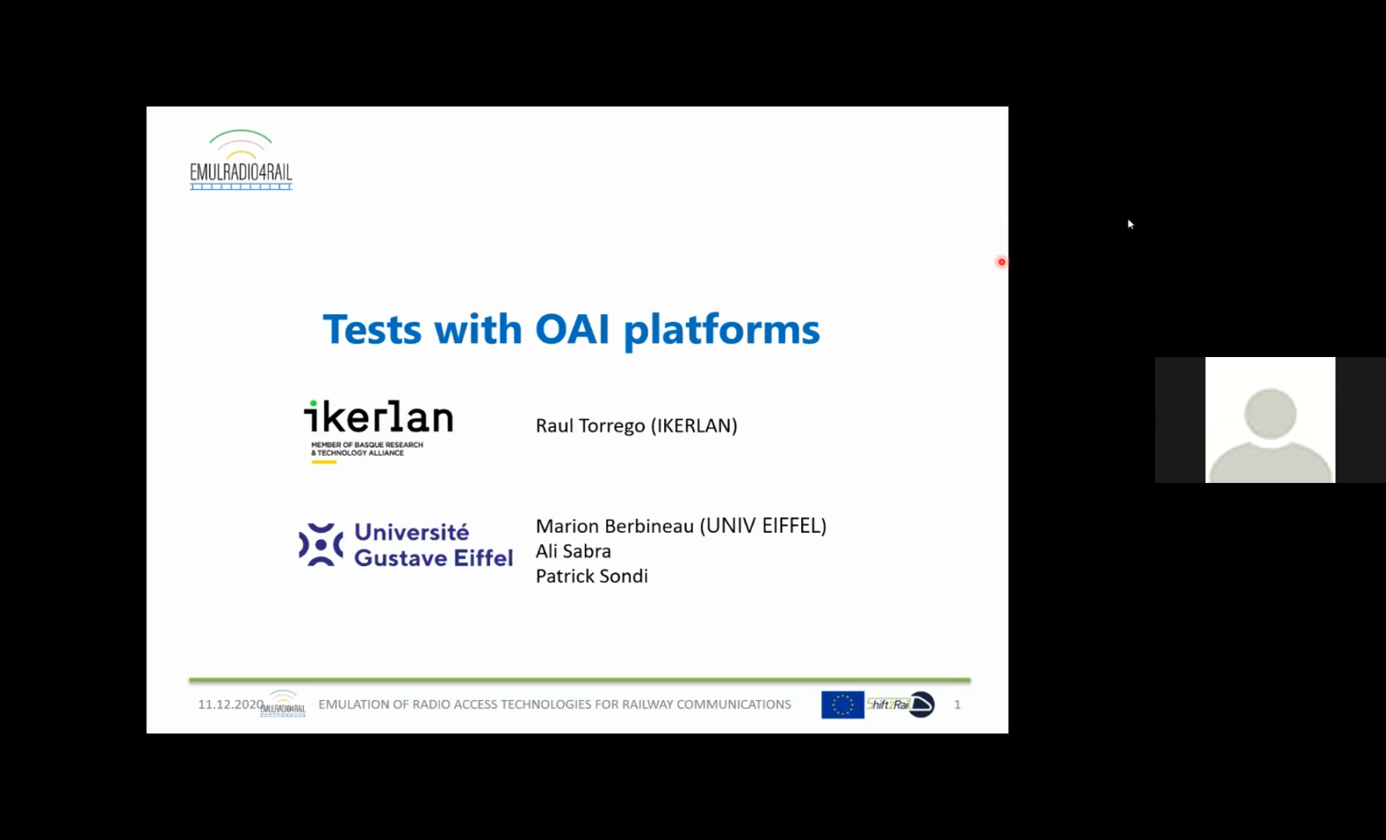In this presentation, what we will see are the tests that have been done with the OpenAir platforms and the channel emulators. They are tests similar to the ones that have been presented for Wi-Fi, done with iPerf and so on, but in this case with two different platforms for OpenAir interface. One is an integration of the OpenAir platform from DTU with the channel emulator of IkerlanRaul in the IkerlanRaul facilities, and the other is an integration of both the DTU OpenAir interface and the one from Univ Eiffel all together with the PropSim channel emulator.